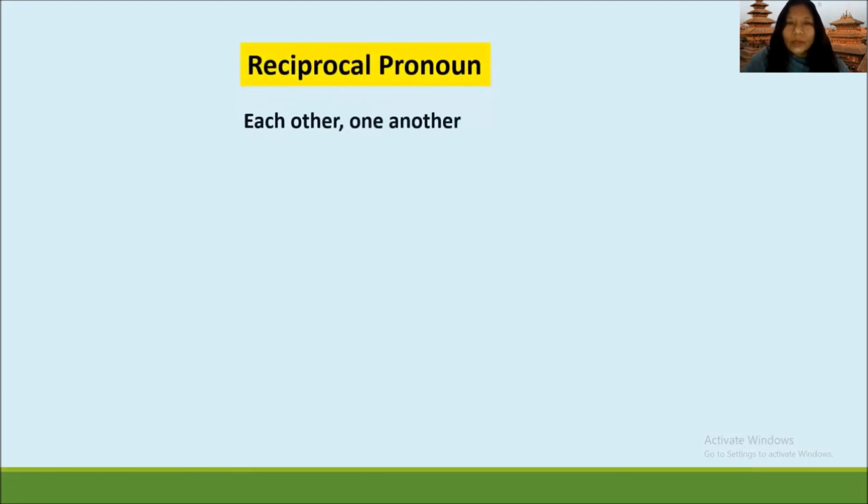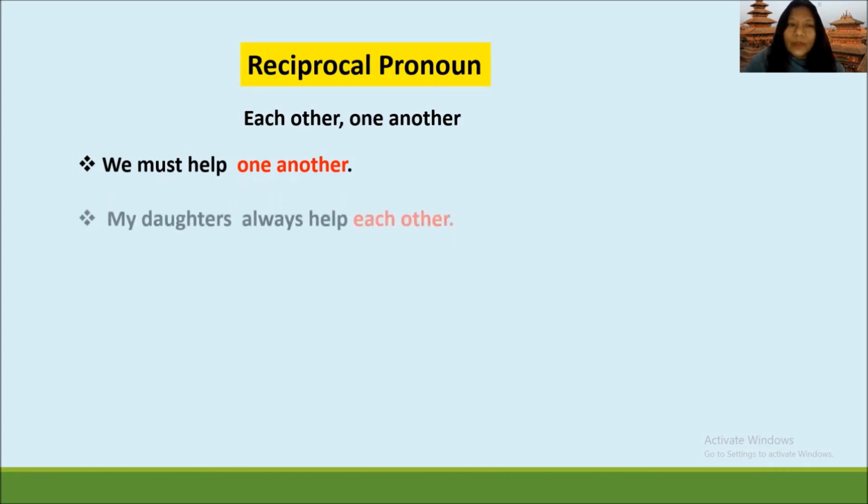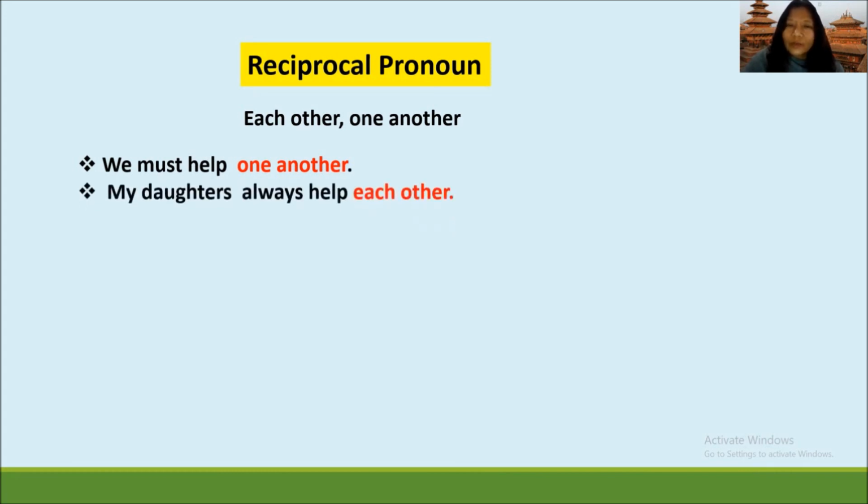Next pronoun is reciprocal pronoun. Reciprocal pronouns are each other and one another. They are used to express a very common relationship between two or more than two people. For example, we must help one another. One another is used for more than two people. And my daughters always help each other. Each other is used for two people.